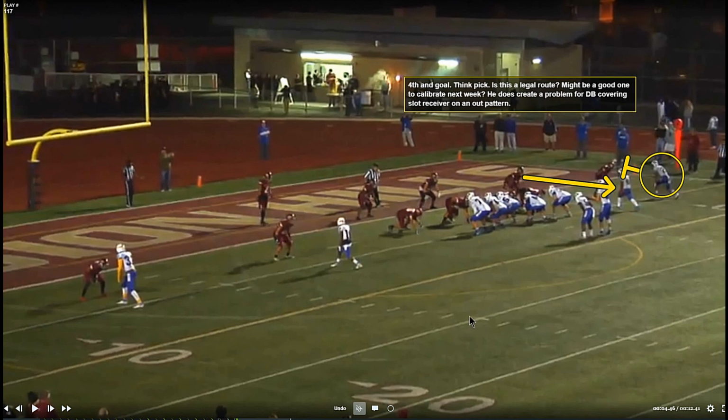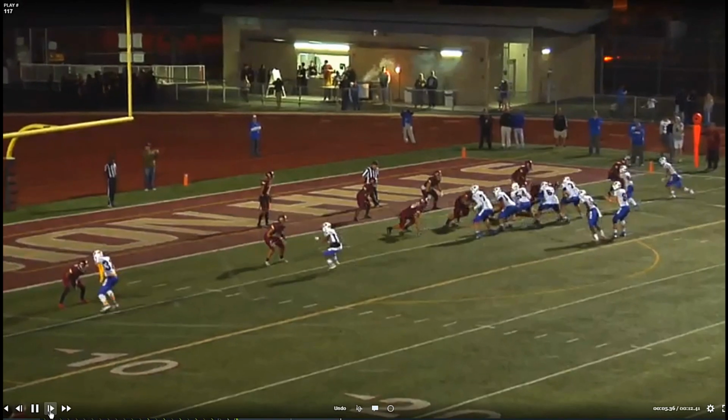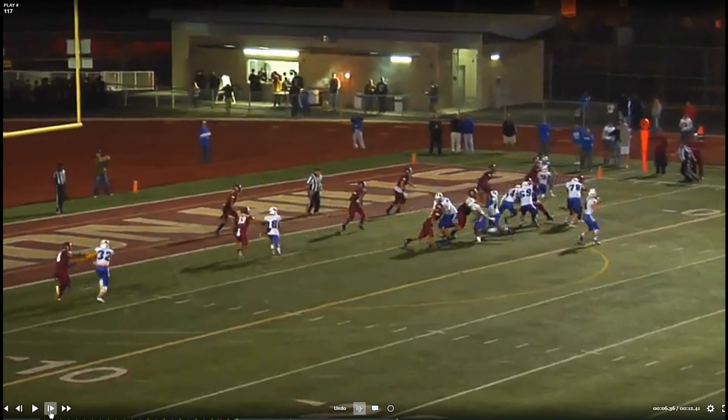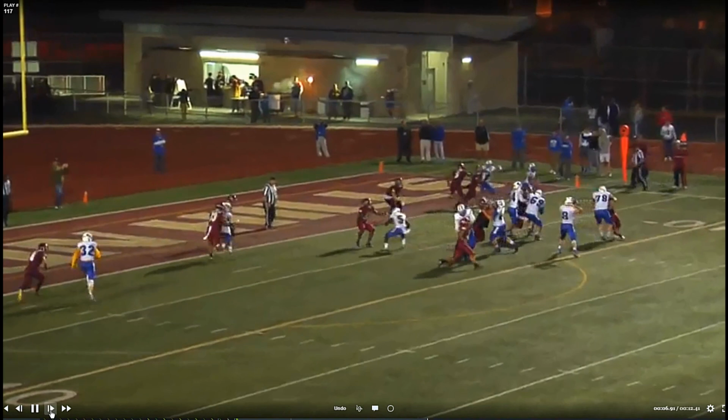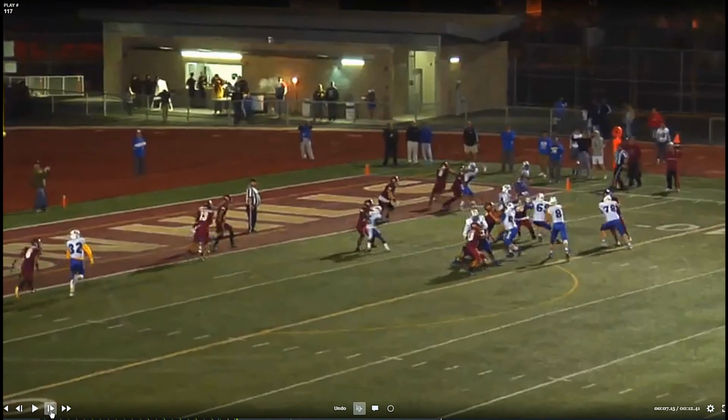Okay, Steve's comment, 4th and goal. Think pick. Is this a legal route? Watch this receiver here if you didn't see it the previous time. It's a strange route. He's going straight into the breadbasket of the defender, and he appears to be pushing him back. Okay, so there's the contact, and A is initiating that contact. Yeah, B's defending him, but he's getting pushed backward, and he's also sort of getting in the way of that other defender, although we don't rule on sorta.